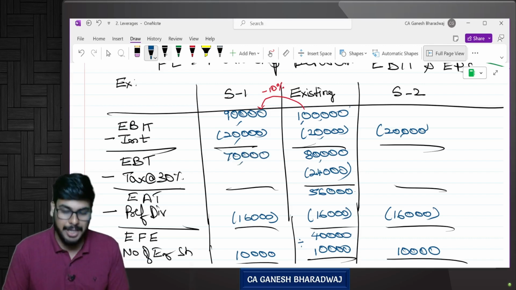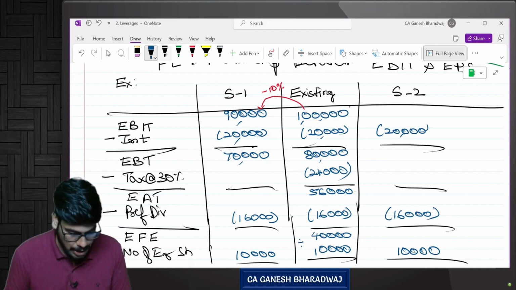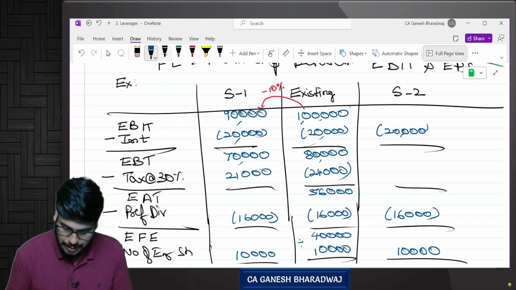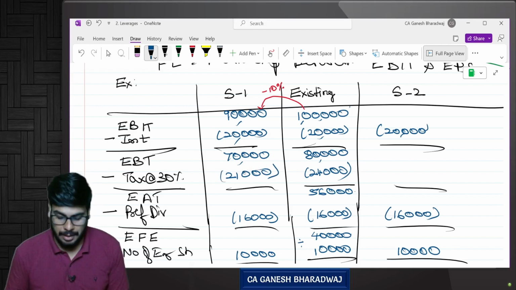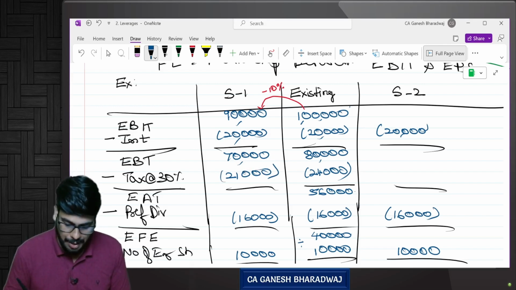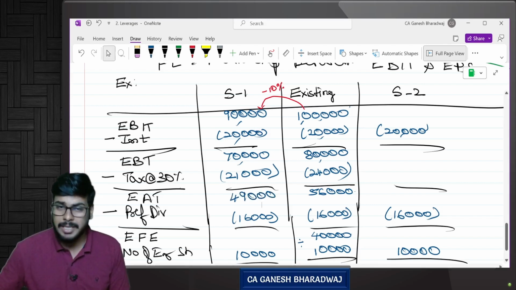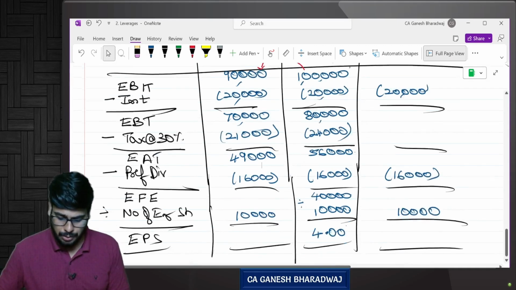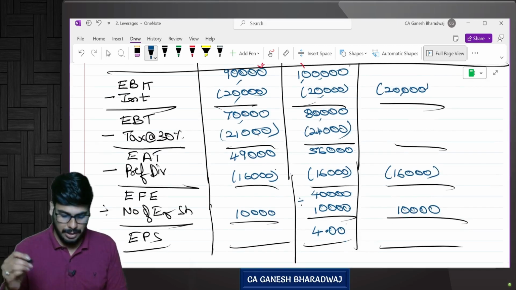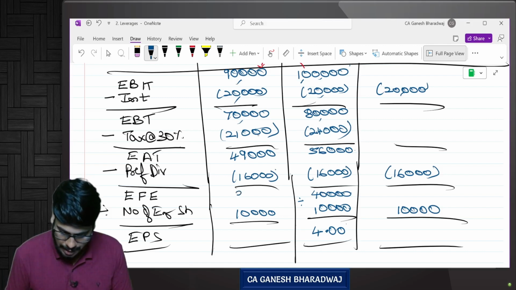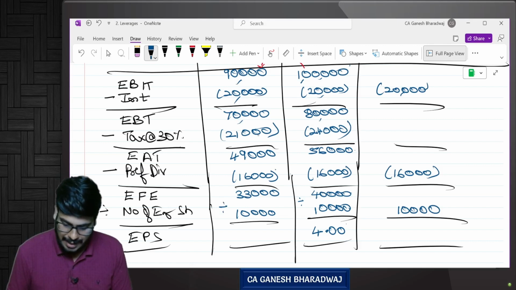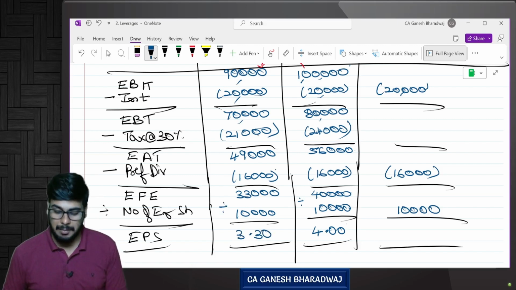Now, on this EBT, tax of 30% gives you 21,000 rupees. So EBT minus tax gives EAT, which is going to be 49,000. Is this entire amount available to the equity shareholders? No. Out of this, the preference dividend of 16,000 needs to be paid. So 49 minus 16, the balance amount is 33,000. So 33,000 divided by 10,000 shares, the EPS becomes 3.30.